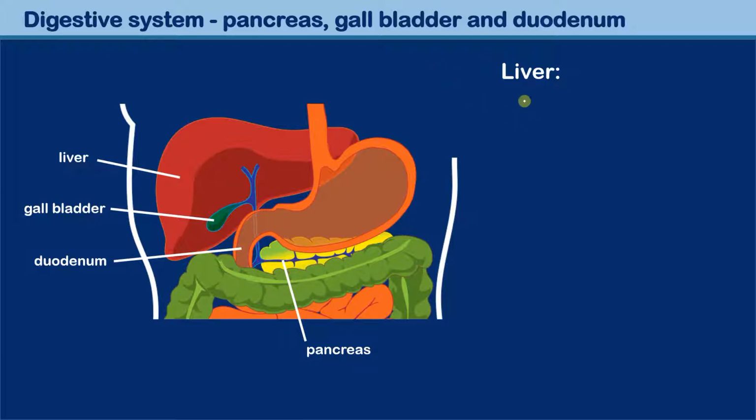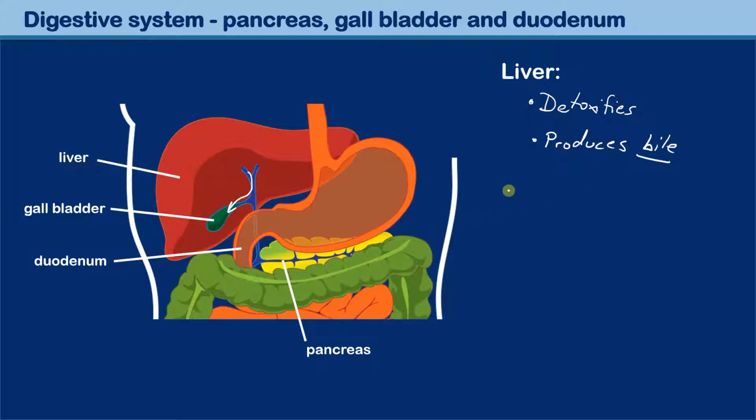So what happens at the liver? I'm going to write this down over here. In the liver, the absorbed food molecules are passed through, and the liver detoxifies the blood, so it removes and breaks down harmful substances. And the liver also produces a substance called bile, and this bile is then passed on into the gallbladder, and the gallbladder stores the bile until it is needed for digestion.